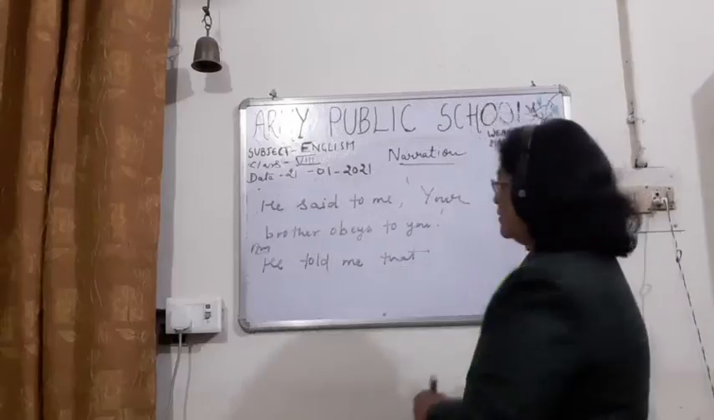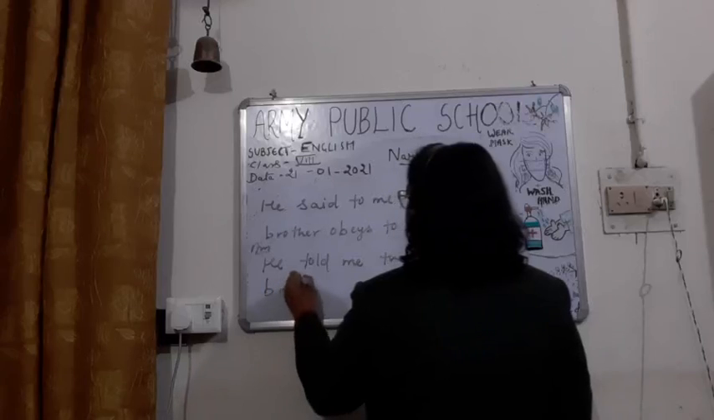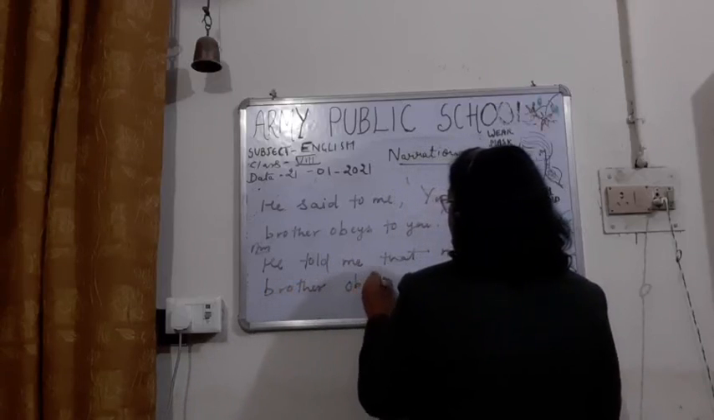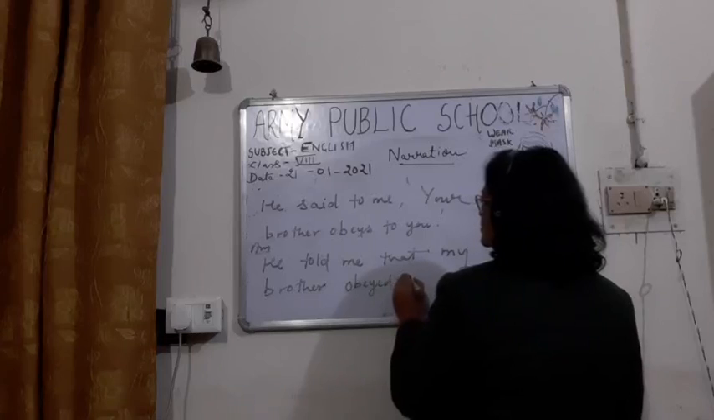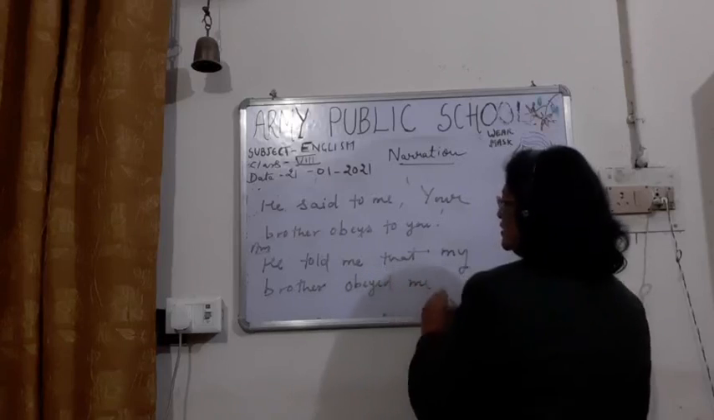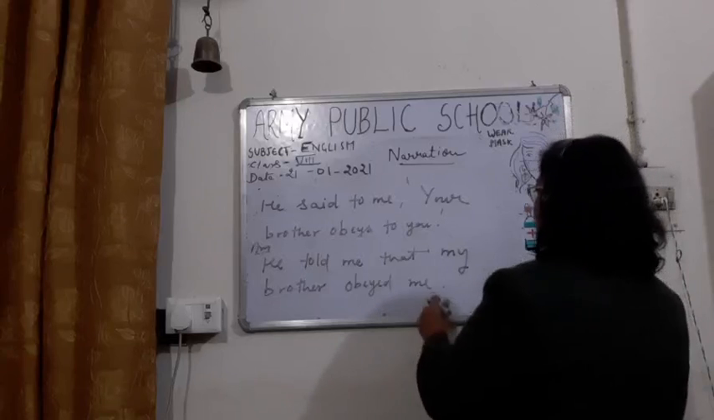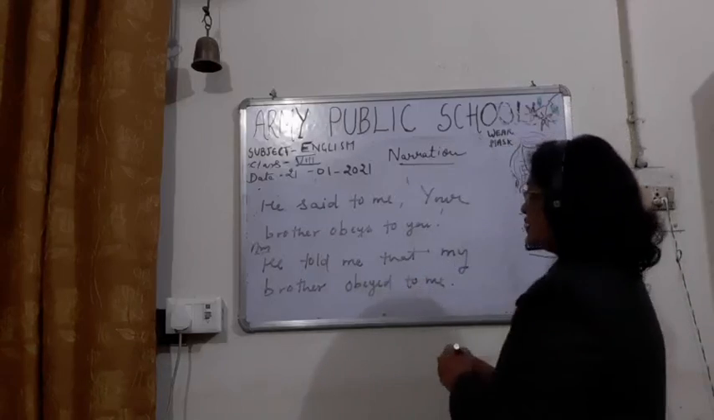my brother, change the tenses, obeyed. This is simple present. It will change into simple past. My brother obeyed. Here children, you have to write obeyed to me. Now try to understand.